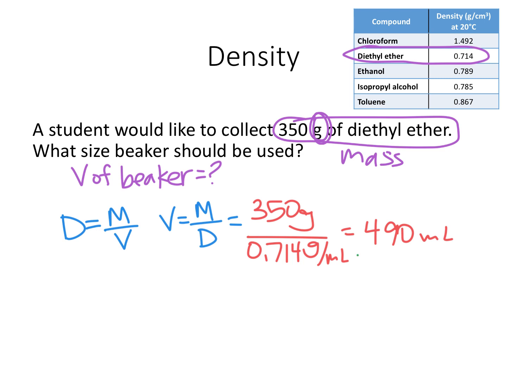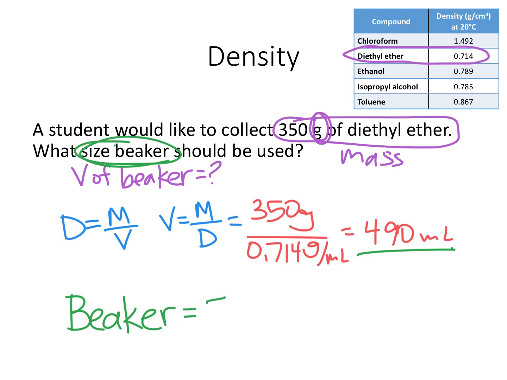It didn't ask for what was the volume of the diethyl ether. It says what was the size of the beaker. A beaker doesn't come in sizes like 490 milliliters. The beaker will come in pretty common sizes of something like maybe 500 milliliters, or maybe a 1 liter beaker would hold 490 milliliters of liquid.